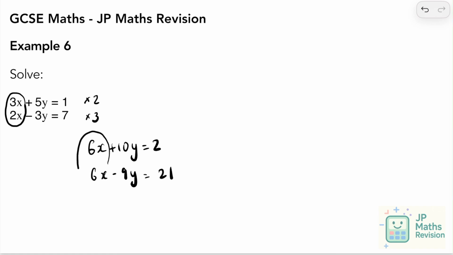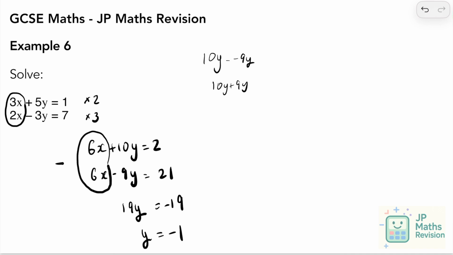So now the term that's the same in both of them is the 6x. They're both positive 6x's. So I need to minus. So I end up with 6x minus 6x is 0. So 10y minus 9y, that's actually 10y plus 9y, which is 19y. And then 2 minus 21 is minus 19. So therefore, we have y equals minus 1.